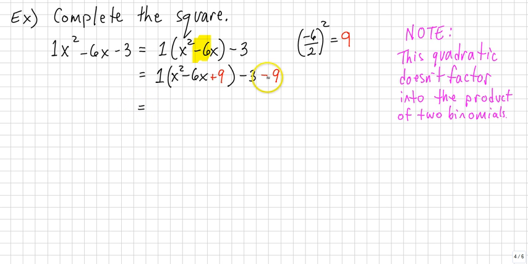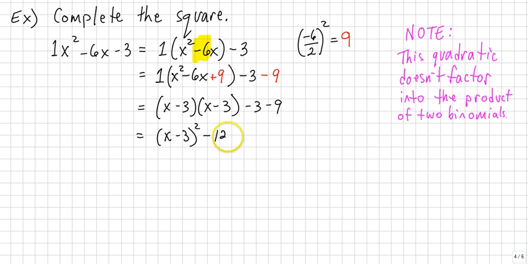But by doing what we just did, by adding the 9 and immediately subtracting it, look what happens. I end up with x squared minus 6x plus 9, which factors into x minus 3 times x minus 3, which is x minus 3 squared, and then negative 3 minus 9 is negative 12. So we changed this quadratic into this quadratic. Now they're the exact same, they just look a little different.